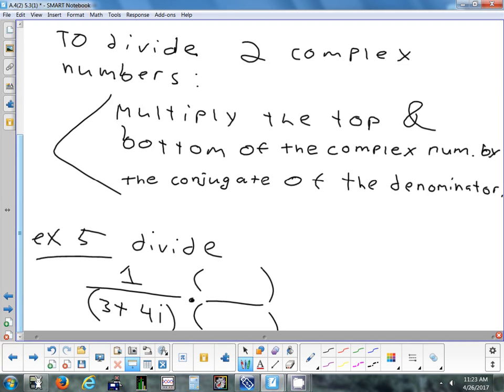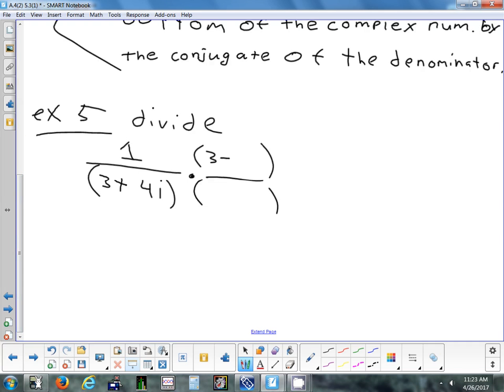Okay, so we have to multiply top and bottom here by the conjugate. How about Wendy? What's the conjugate of 3 plus 4i? 3 minus 4i. So we're going to multiply top and bottom by 3 minus 4i, and you go straight across. Now the bottom we should be able to do pretty quick using the shortcut. What two numbers are you going to add together if you FOIL out everything that's in the bottom?